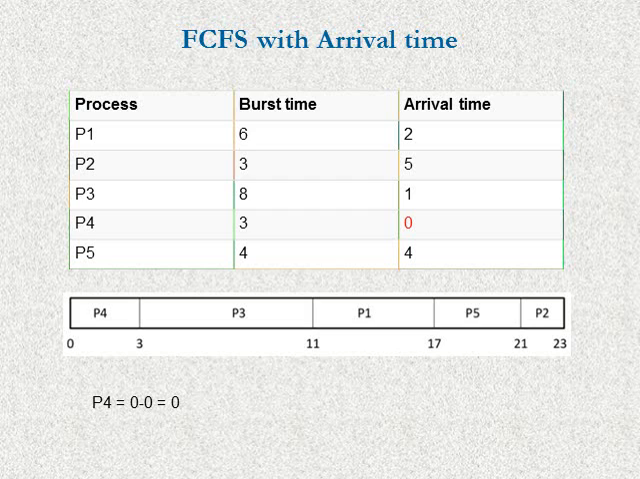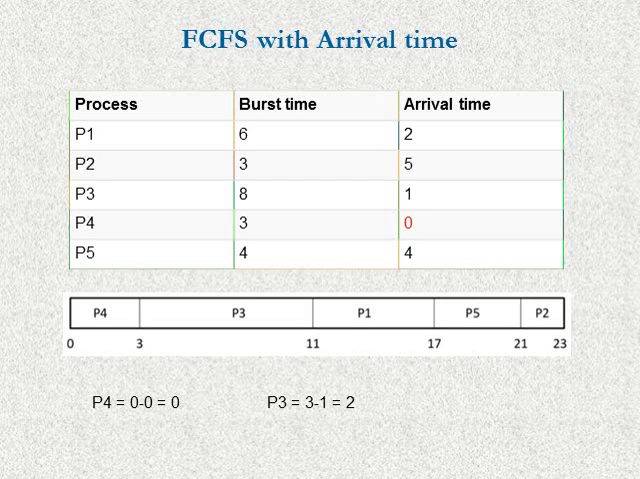So first of all we have P4. As you can see, it arrived at the system at time interval 0 and it got into the processor at time interval 0. So we have 0 minus 0 equals 0. So P4 has to wait for no time or 0 seconds to get the processor. So the waiting time for P4 is 0 seconds.